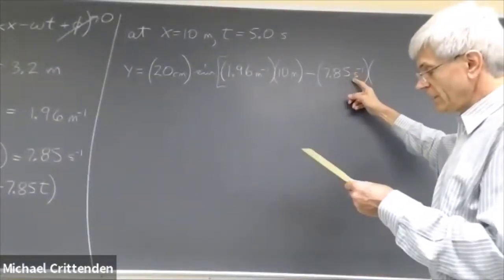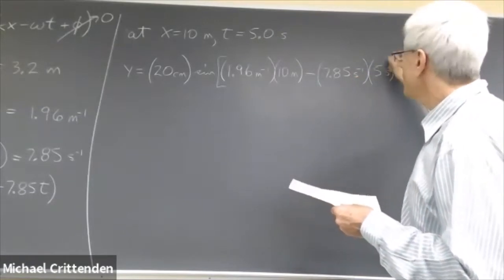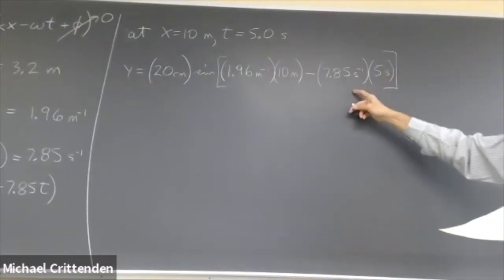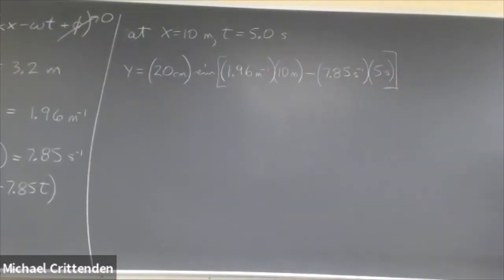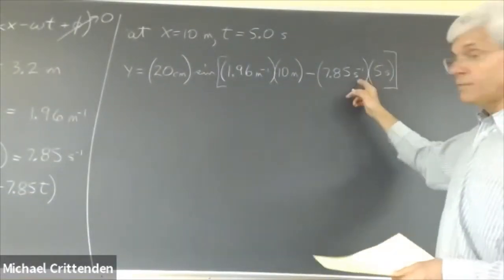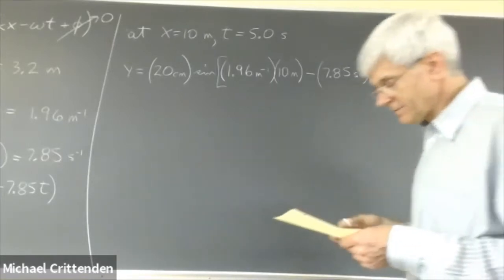Omega is in radians per second times 5 seconds. So seconds over seconds cancels. Seconds over seconds cancels here. And this is a dimensionless number.